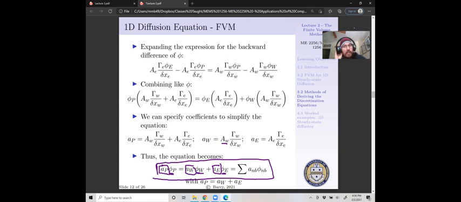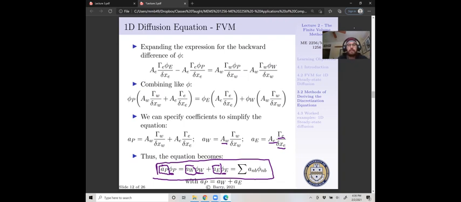And then A east is once again the same. A underscore E, that was our interfacial area between our cell center P and our other cell labeled E, times the diffusivity at that interface per the spacing between cell center nodes. And AP was just the summation of A west and A east.